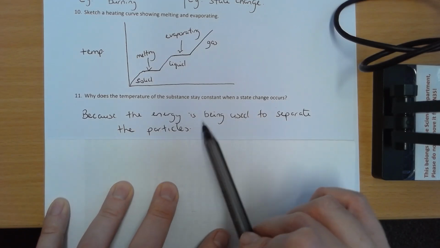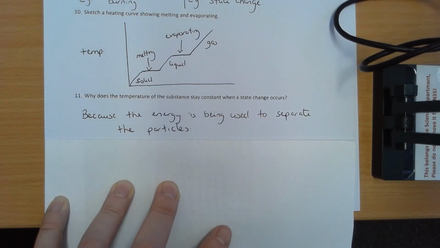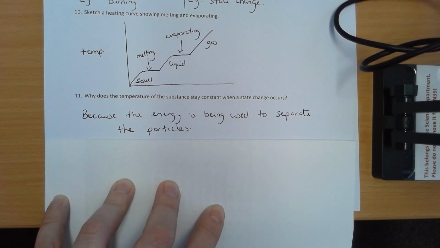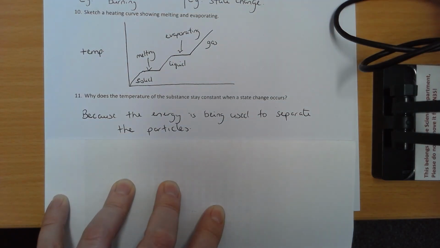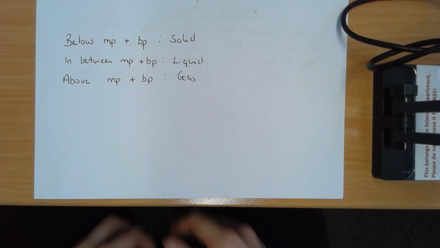Because all of the energy that you're putting in is going to separate the particles instead of making the substance hotter. So usually if you heat something, the heat energy is used to make it hotter. In this case, the heat energy is being used to pull the particles apart. Okay, last little bit here.